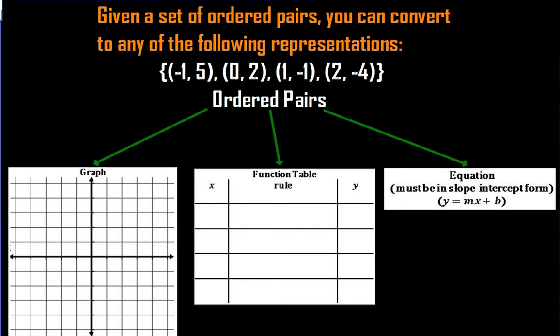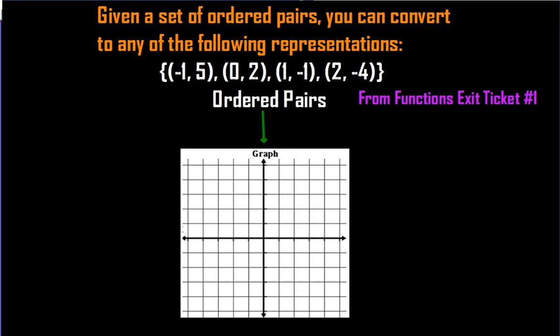Good choice. You have chosen ordered pairs to graph. And if you notice, these ordered pairs are from the first exit ticket. So if you are unsure of how to solve this one, maybe you can go back and correct the mistakes that you have made, or better, enable your understanding.